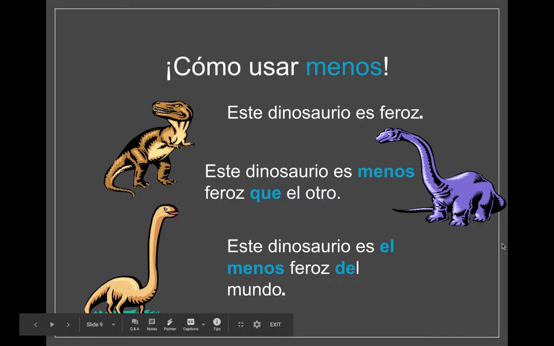All right, we can also do that with menos. So this is ferocious. Este dinosaurio es feroz. This dinosaur is ferocious. But este dinosaurio es menos feroz que el otro. He is less ferocious than the other. But this one with his tongue sticking out, este dinosaurio es el menos feroz del mundo. He is the least ferocious in the world.